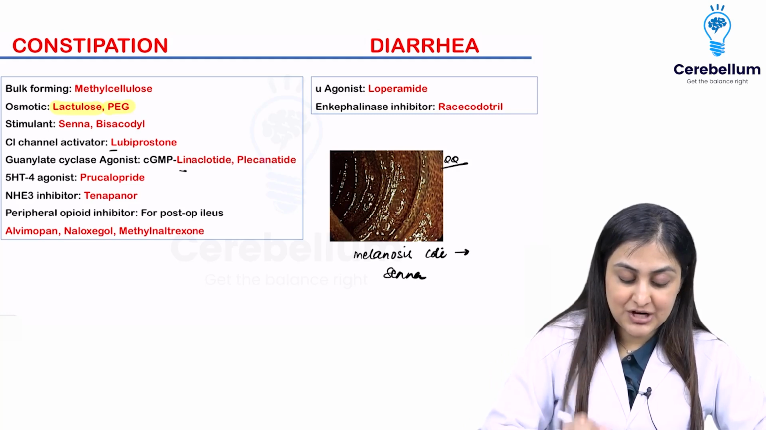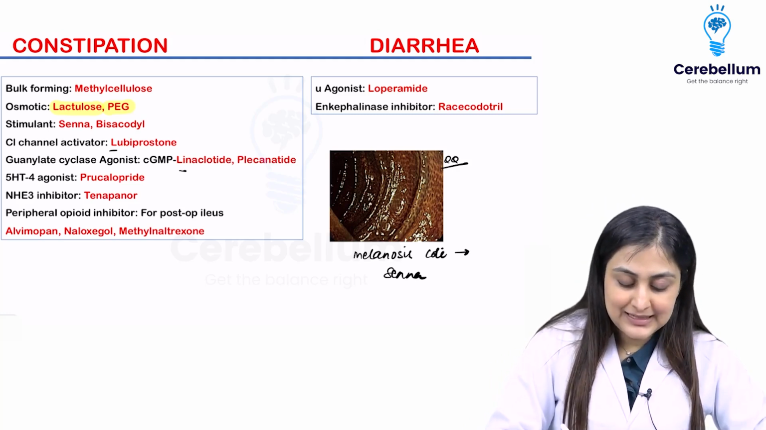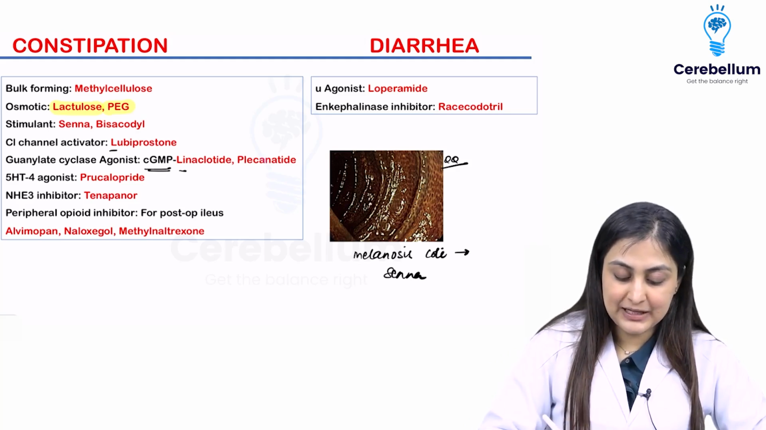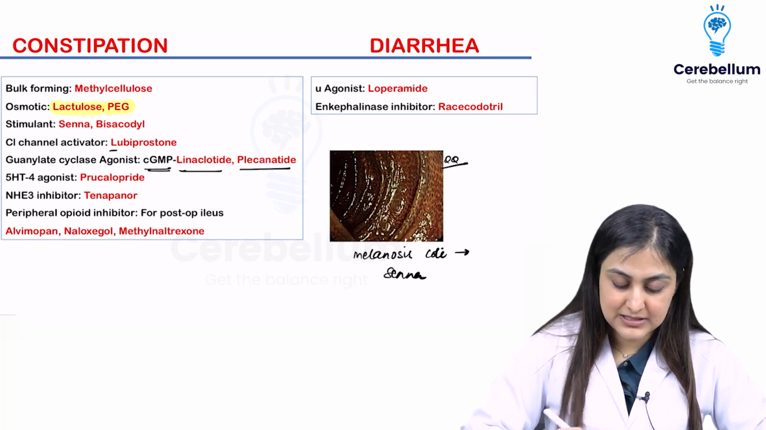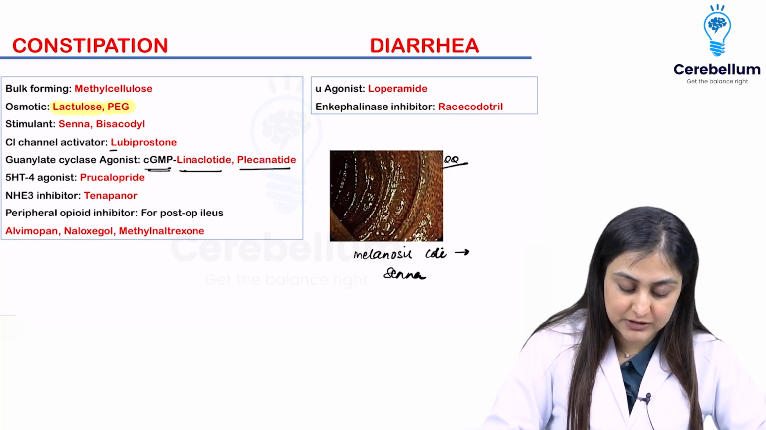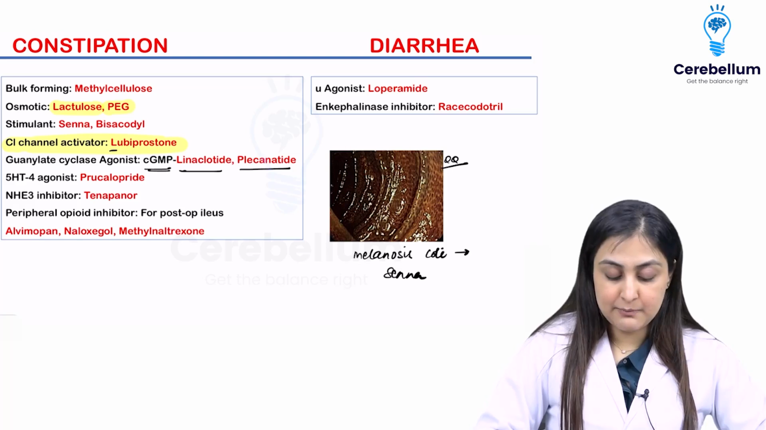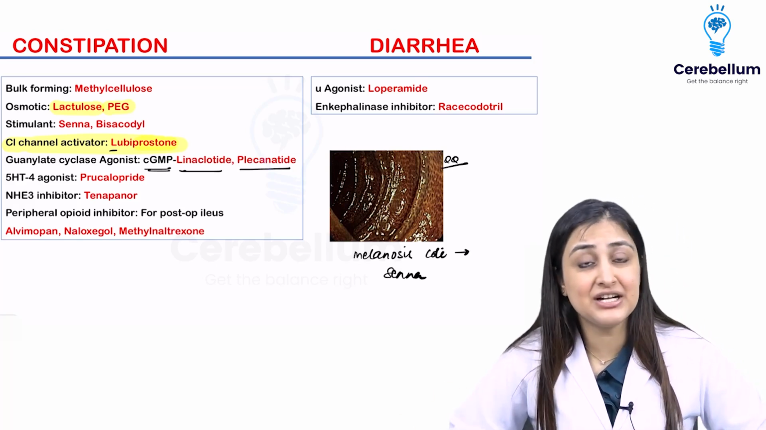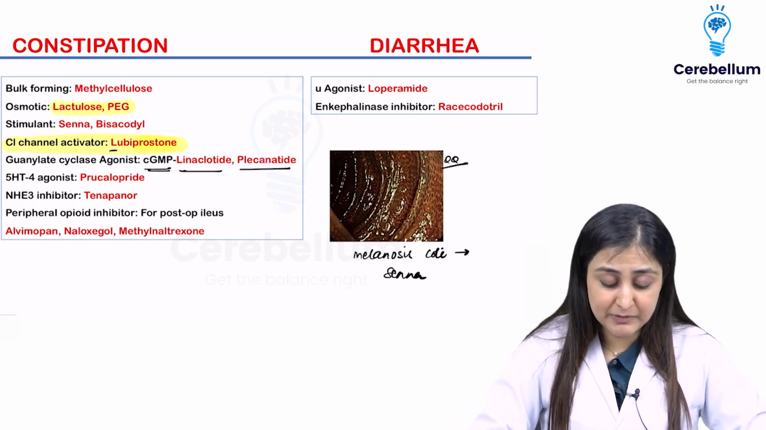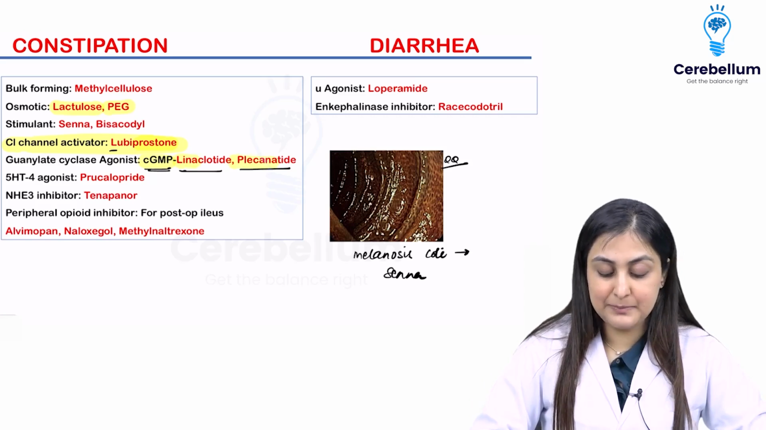Two L's: the chloride channel activator is lubiprostone, whereas the guanylate cyclase, cGMP agonists are linaclotide and plecanatide. So these are your 2 groups of drugs that you want to remember. Chloride channel activator is lubiprostone, and we have seen that prostones are mostly prostaglandin analogues, so this is one way to remember it. Whereas the cGMP agonists are linaclotide and plecanatide.